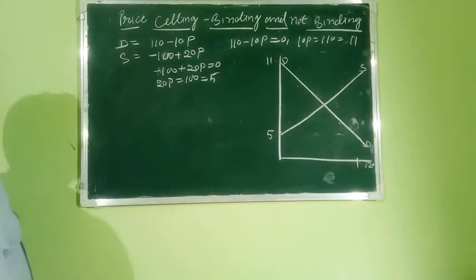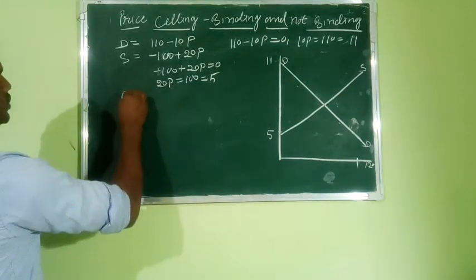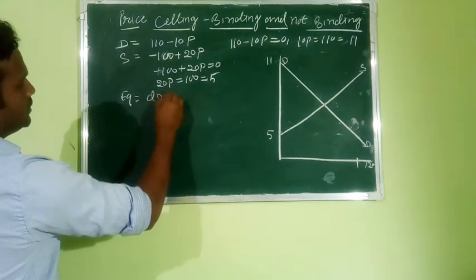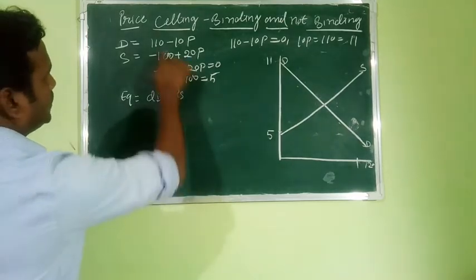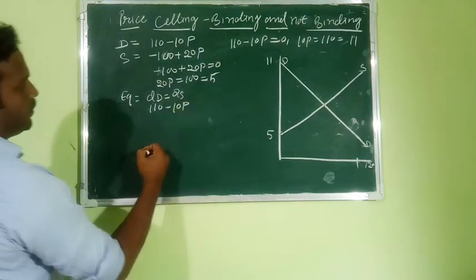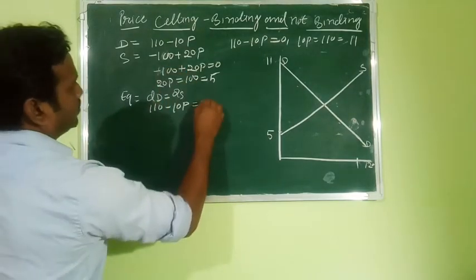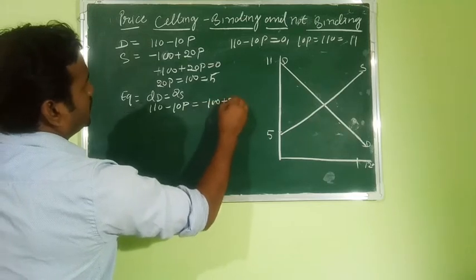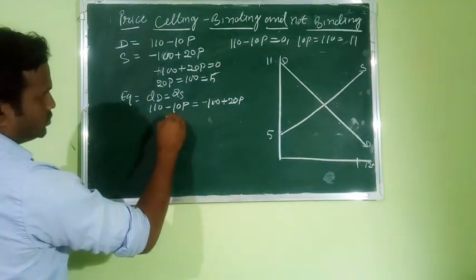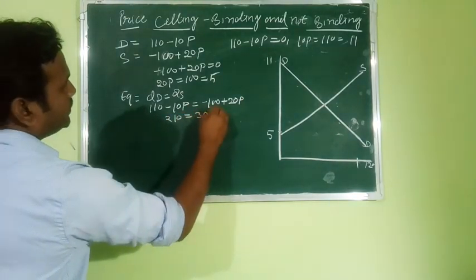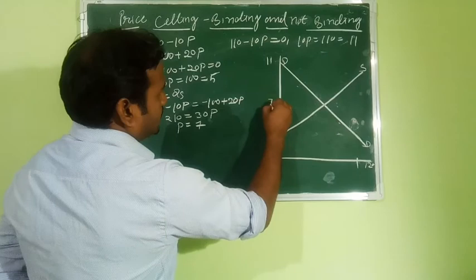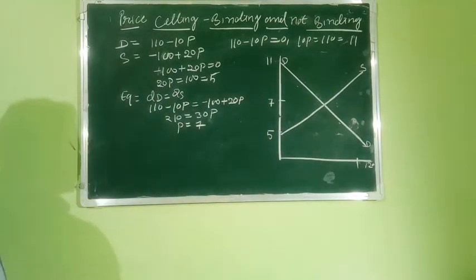Now we need to find the equilibrium price. Equilibrium is where quantity demanded is equal to quantity supplied. So 110 minus 10p is equal to minus 100 plus 20p. Then 210 is equal to 30p, so p is equal to 7. So the price you have found is 7 rupees. Clear?